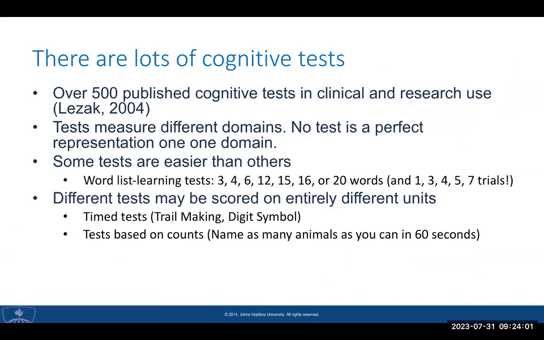For example, a very common method for assessing memory is to give people a list of either related or unrelated nouns, some words, and ask them to repeat them. Well, we could have word list learning tests of as few as 3 words or 4 words and as many as 16 or 20 words and ask people to remember however many words they can. We could ask it for just one trial, or we could administer 3 trials of this, or in the case of the auditory verbal learning test, up to 7 trials. The more trials you administer, the more angry you can make your participants.